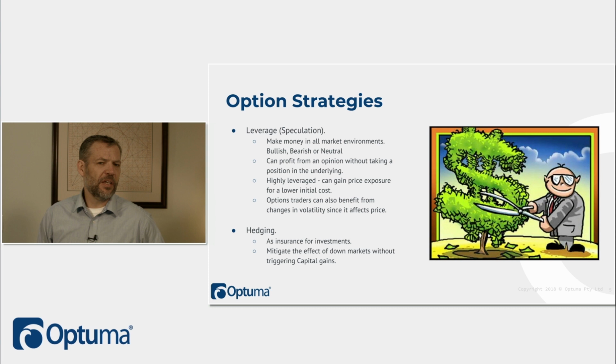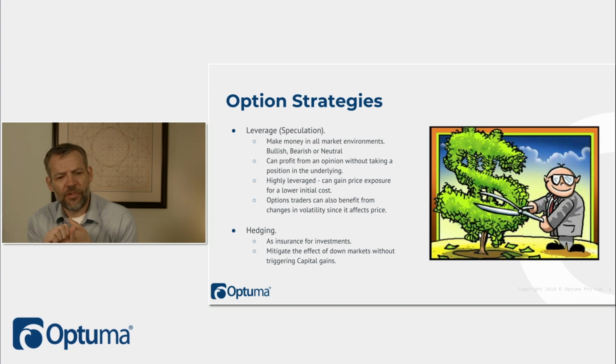So if I really felt that the market was going to go down, that's my opinion, I've got no proof of it, well, I can buy a put option on that and profit from that without actually having to short sell shares or anything like that. Highly leveraged, it can gain price exposure for a low initial cost. Option traders can also benefit from changes in volatility since it affects price. So this is the speculation, the leveraging, getting exposure to bigger position sizes for less capital outlay.